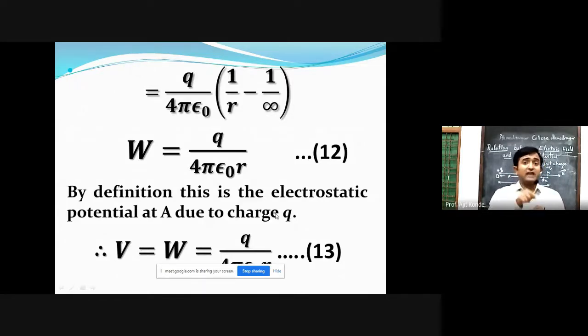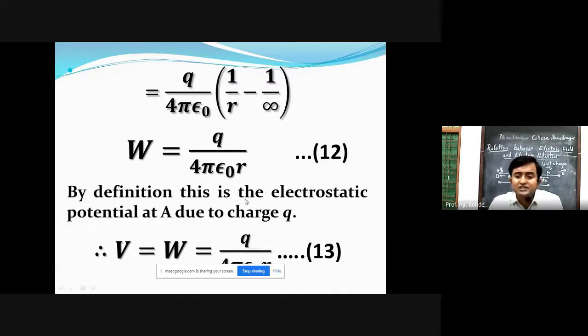But here we have limits. Now we have to operate the limits on this one. Then instead of r, first of all, we will put 1 upon r minus 1 upon infinity, because integration runs from infinity to r. Therefore, we will write 1 upon r minus 1 upon infinity. But tell me, what is 1 upon infinity? Yeah, that is 0. Therefore, q upon 4 pi epsilon naught 1 upon r. This will be equation number 12.